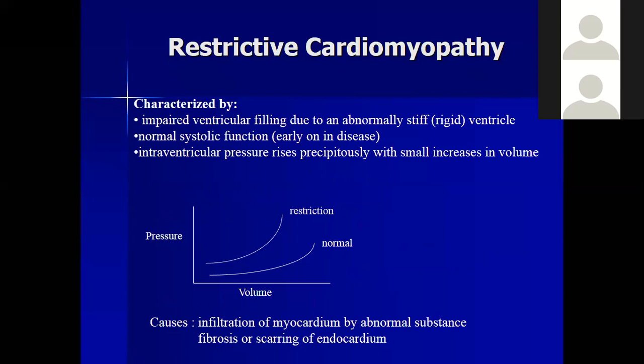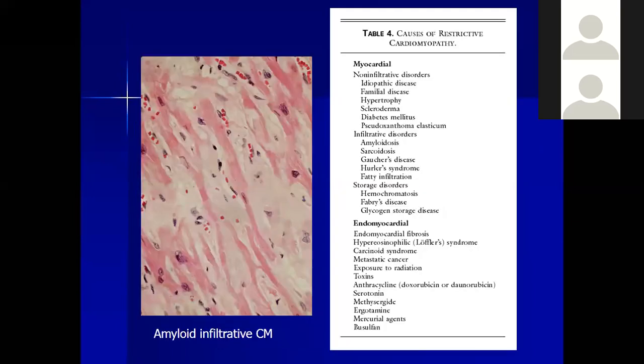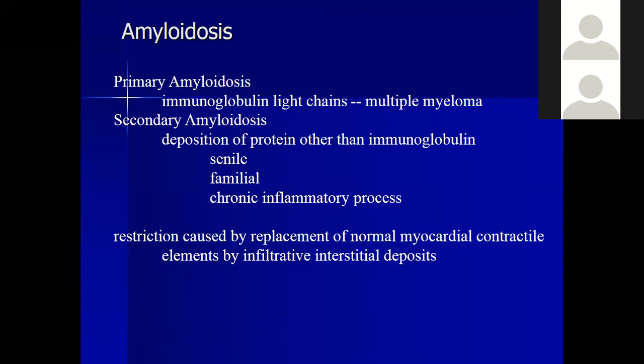You usually have infiltrative diseases, like idiopathic, familial, hypertrophy, scleroderma, diabetes, infiltrative amyloidosis, sarcoidosis. There are different syndromes. You don't have to remember everything. Endomyocardial fibrosis. Okay, so what about amyloidosis? Usually primary amyloidosis is immunoglobulin light chain in multiple myeloma, which deposits in the heart also. In secondary amyloidosis, there is deposition of protein other than immunoglobulin: senile, familial, and chronic inflammatory.